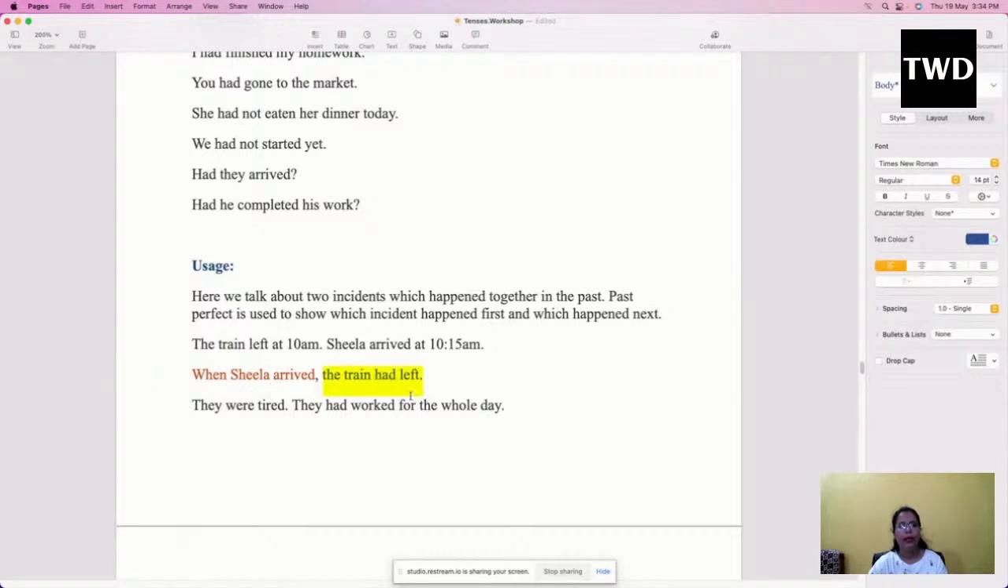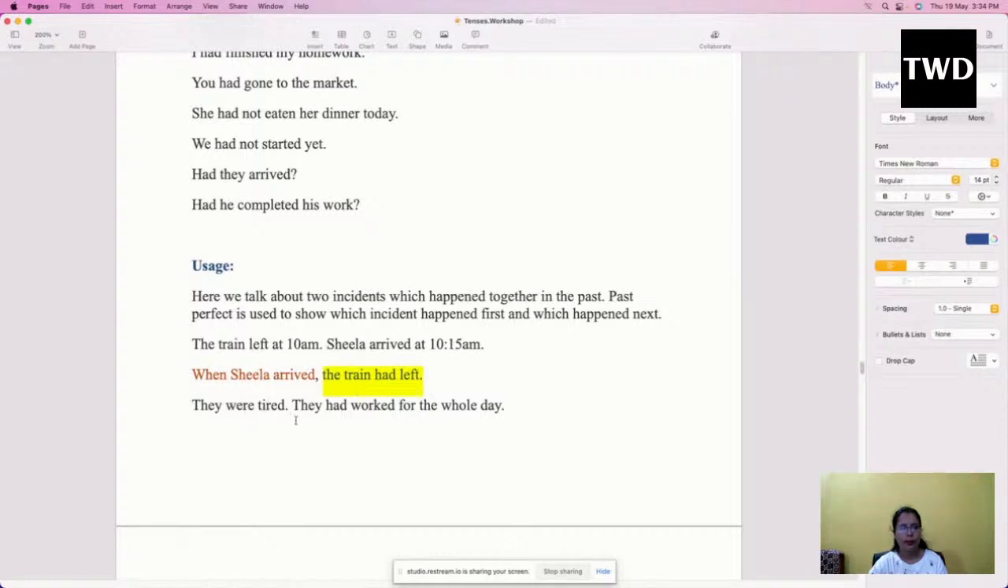So, what happened first and what happened next? First, the train had left and then Sheila arrived, right? So, whenever you are framing such kind of sentences, remember the incident which happened first will come under past perfect and the incident which happened next will come under simple past. Sheila arrived. This is simple past. Train had left. This is past perfect.